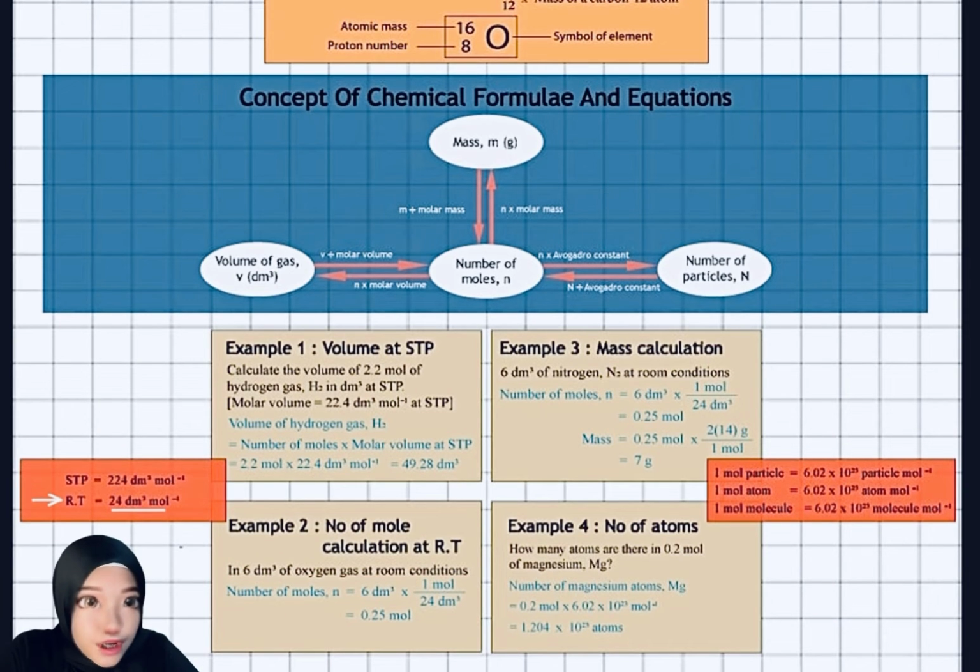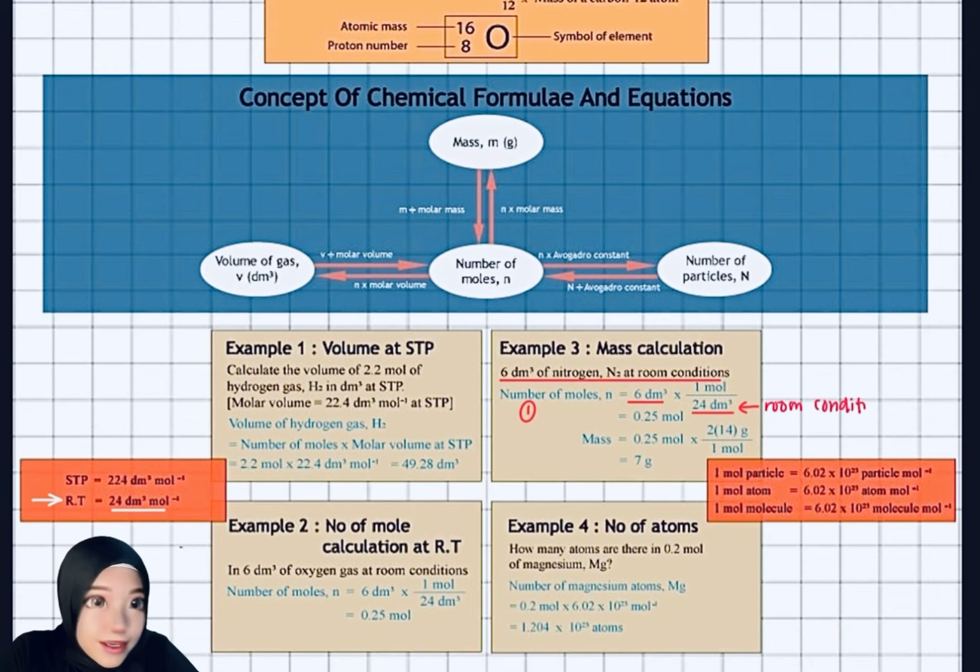Next, for example 3, we are going through the mass calculation. We are going to find the mass of nitrogen gas when the question gives you the volume of the nitrogen gas. So the first step in mass calculation, you need to find the number of mole first. We can use the formula volume over molar volume in this case because the question only gives us the volume of nitrogen gas. So we take the volume of nitrogen gas, which is 6 dm cube, and divide it with 24 dm cube per mole because the question states that the volume given is in room condition.